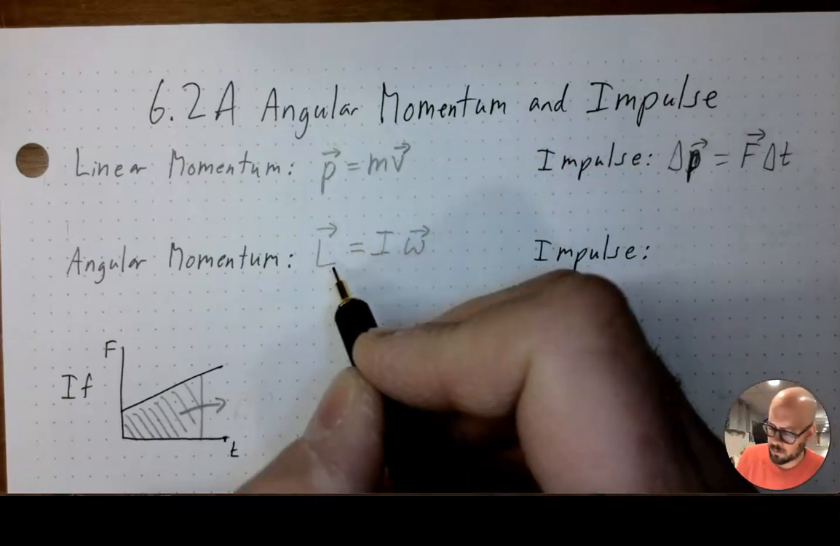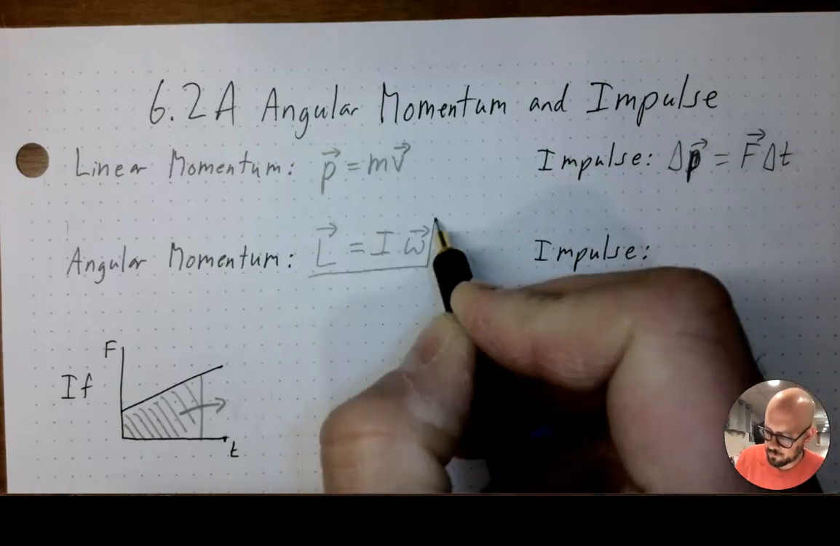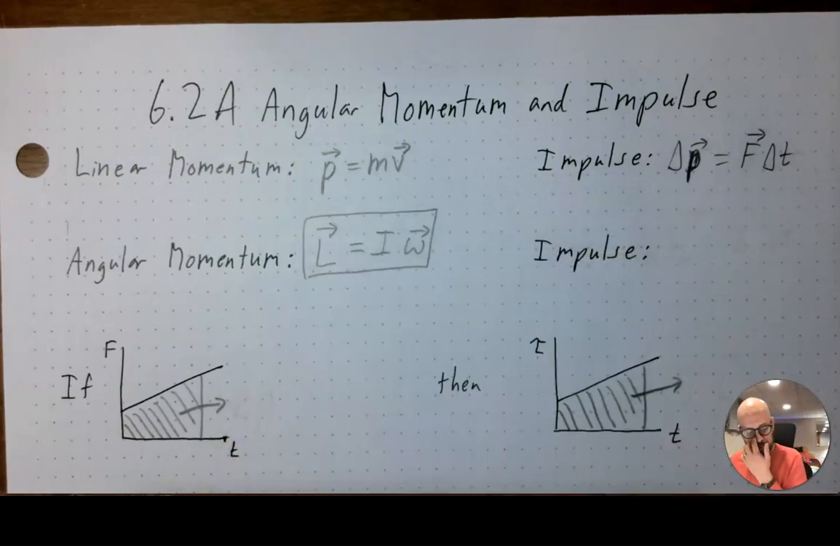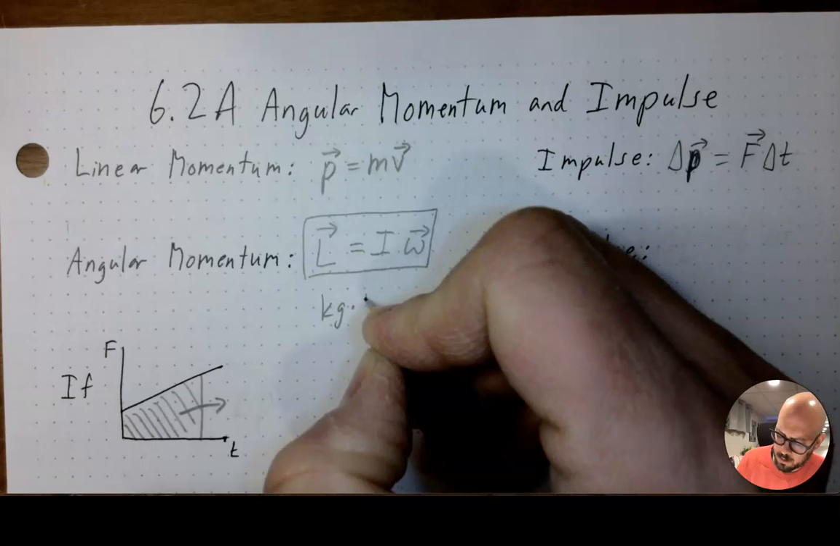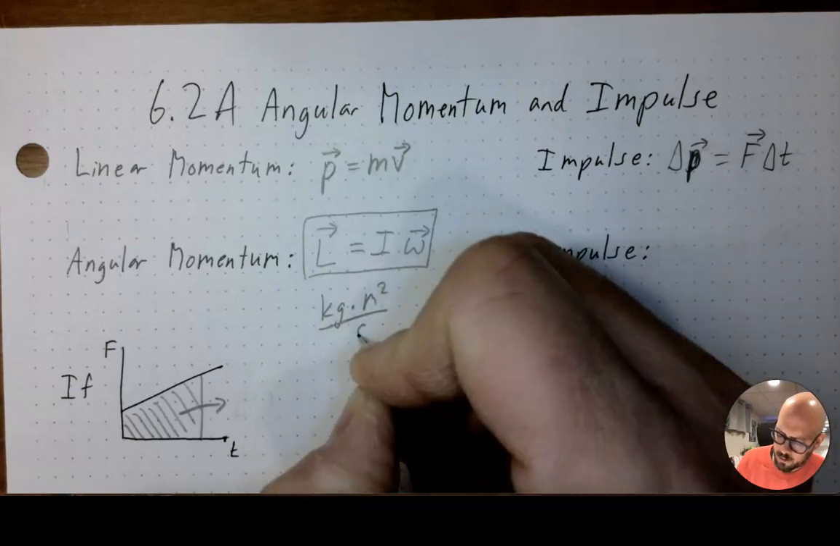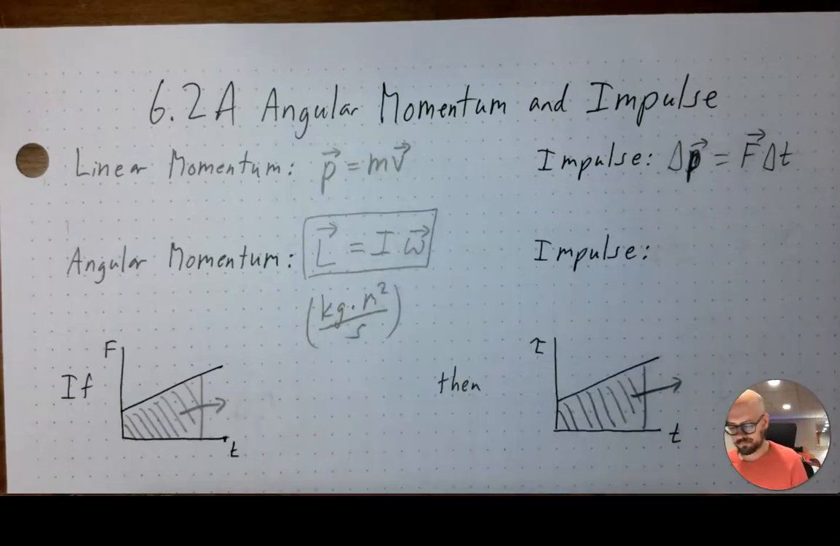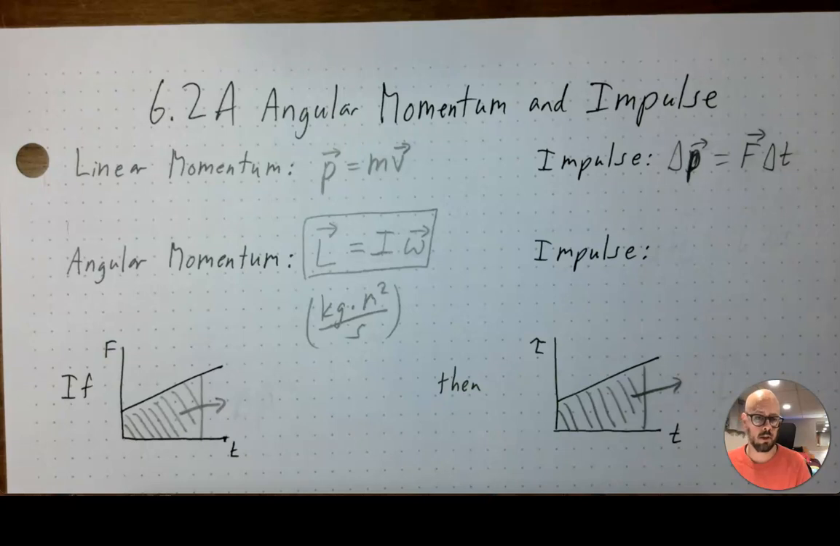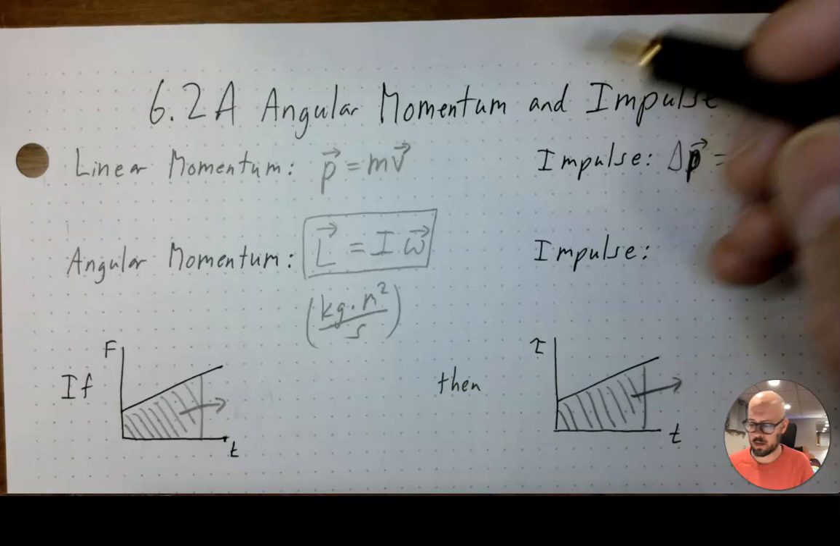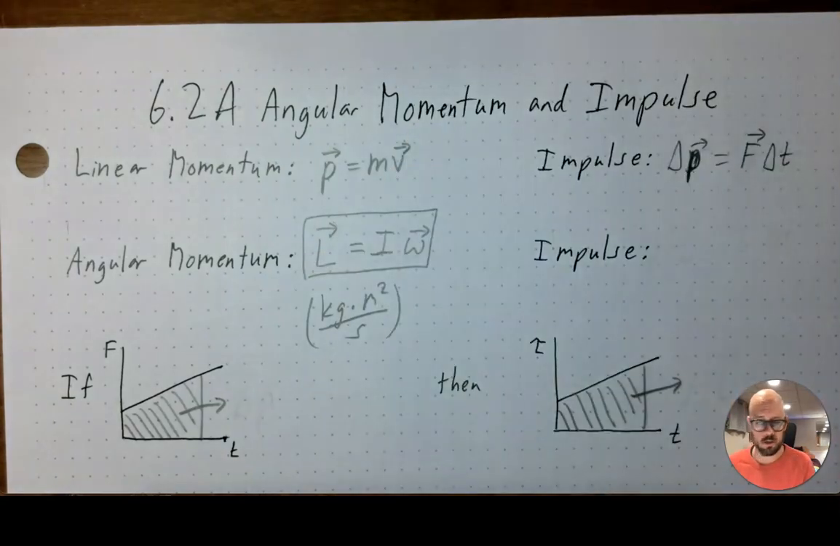So angular momentum is rotational inertia times angular velocity. That would put it with units of kilogram meters squared per second. So how big is the object and how much inertia does it have, times its velocity. And that's also a vector. So clockwise and counterclockwise rotations for velocity also determine the direction for angular momentum.